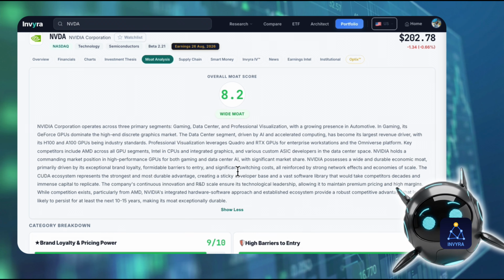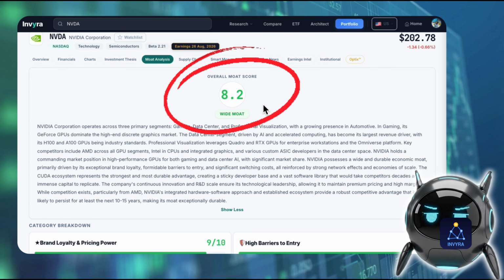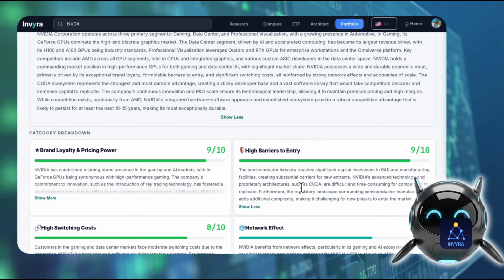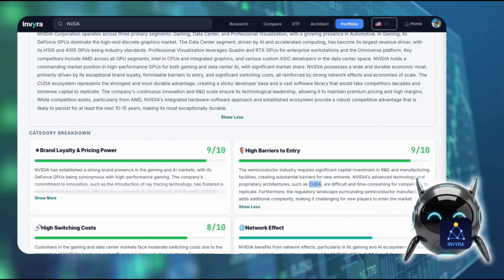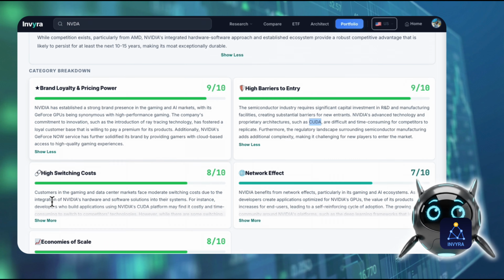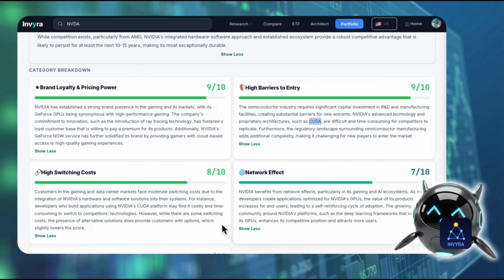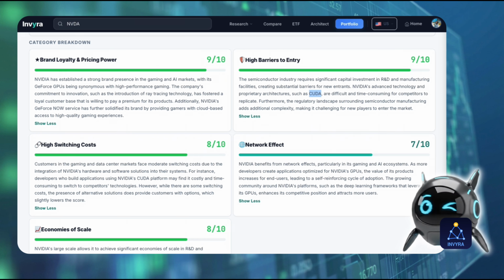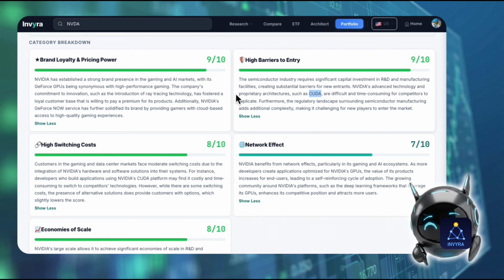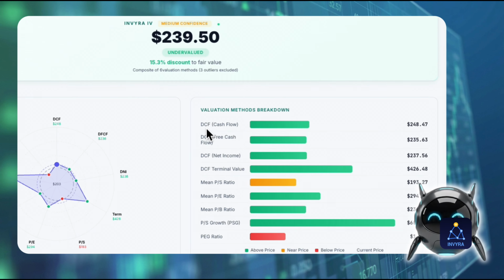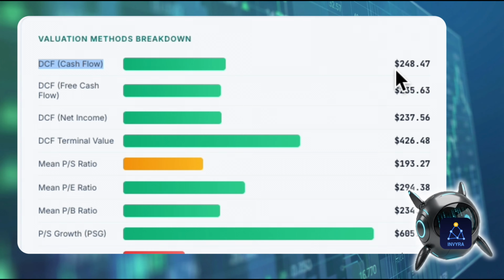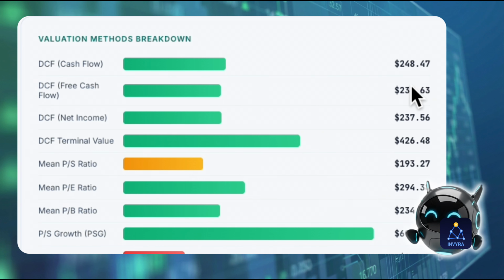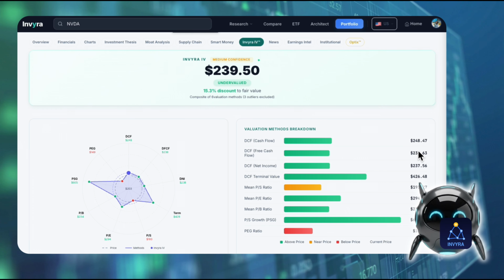Invyra's moat score is now confirmed. Wide, 8.2 out of 10. This matters for valuation, because a wide moat means the business can defend its margins over time. NVIDIA's moat is built on CUDA, a parallel computing platform developed over 2 decades that the entire AI and data center industry has standardized around. Developers build on it. Enterprises deploy around it. Switching costs are real. You can build a competing chip. You can't quickly rebuild 2 decades of ecosystem adoption. A business with a wide moat is more likely to actually deliver the future cash flows that a DCF model assumes. That defensibility is a key reason the fair value estimate holds at $239.50 even in a competitive market.